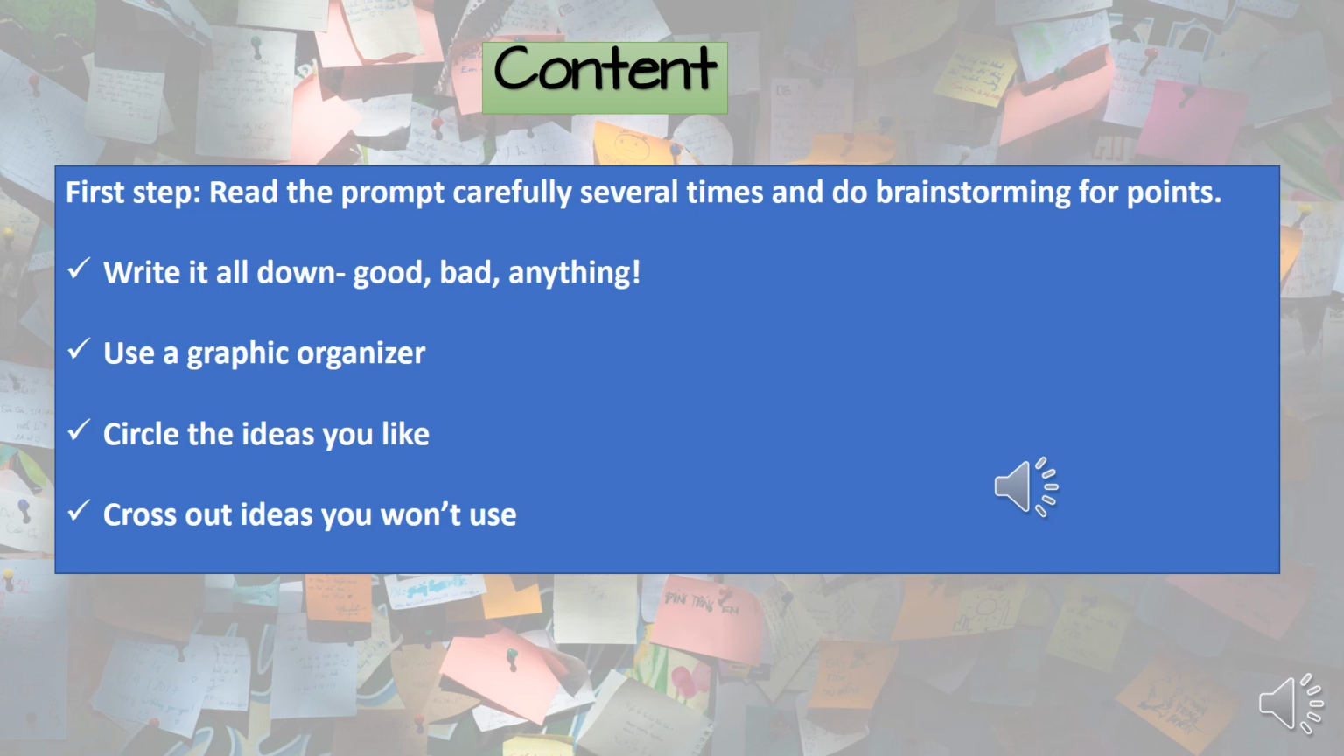In this process, write whatever comes to your mind. Do not filter at the initial stage. Write down everything. You can use a graphic organizer like a table, a balloon, or a circle, whatever. After getting all the points, you can circle the ideas you like but cross out the ones you don't use.